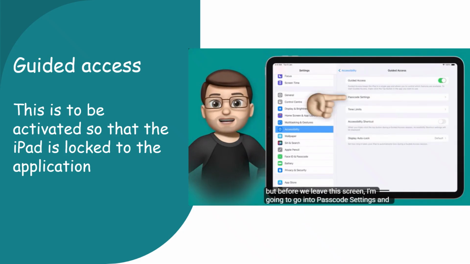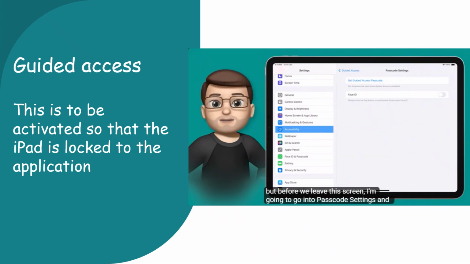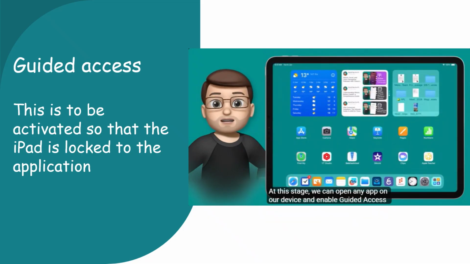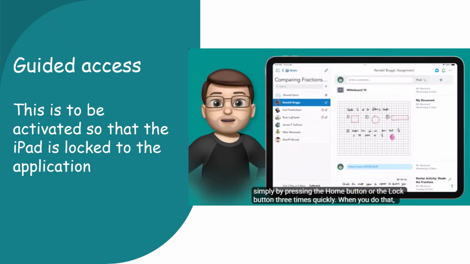But before we leave this screen, I'm going to go onto passcode settings and just make sure I've chosen a passcode that I can remember. I'll go 1234 for now, but I'm guessing you might want something a little bit better than that. At this stage, we can open any app on our device, and we can enable guided access simply by pressing the home button or the lock button 3 times quickly.